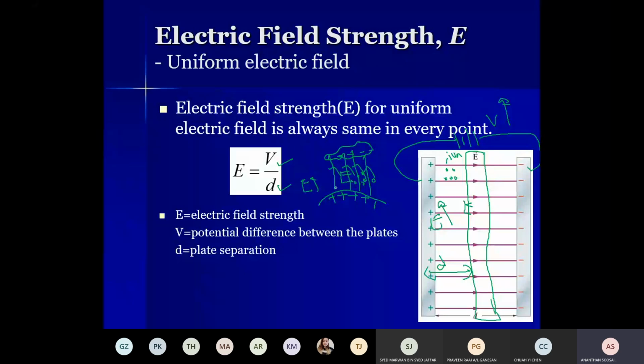So therefore the E will get stronger. So the air particles will start to ionize. Okay, what is meant by ionization?